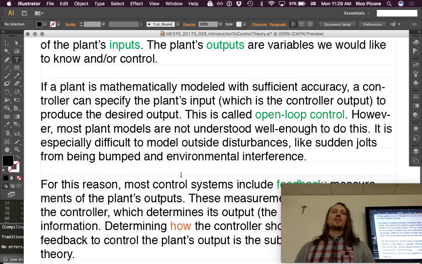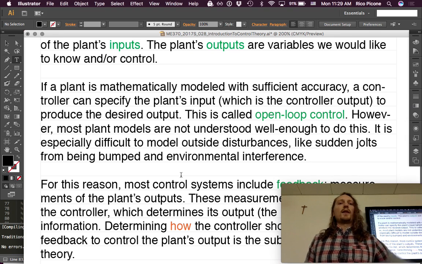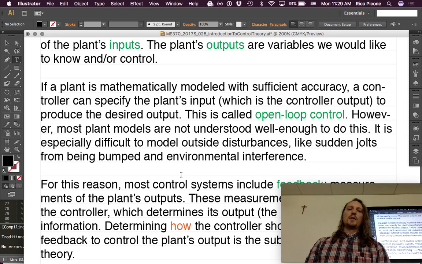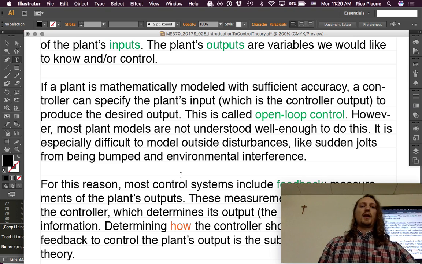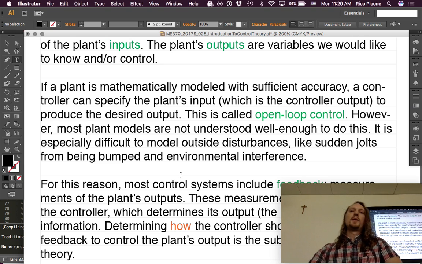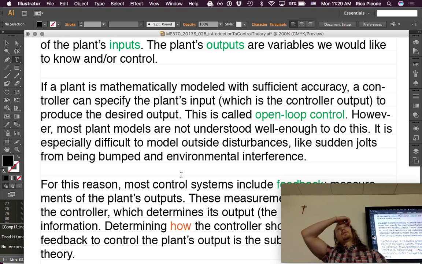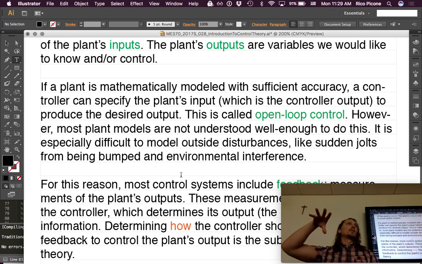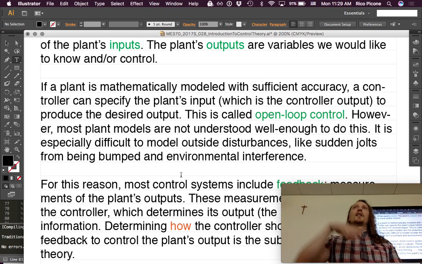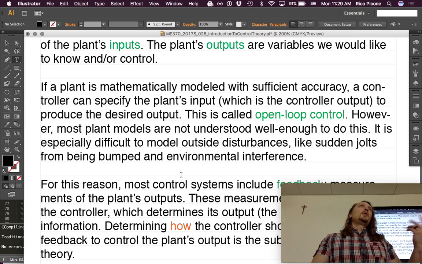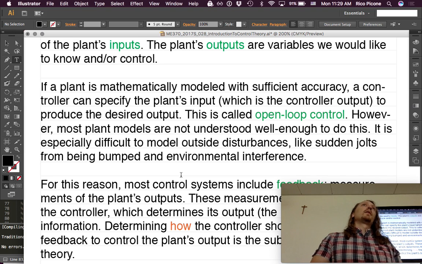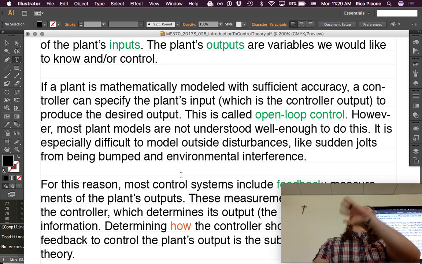If a plant is mathematically modeled with sufficient accuracy, a controller can specify the plant's input, which is the controller output, to produce the desired plant output. This is called open loop control. So if you really know what's going on in the system, if you give it a certain input, then you're going to get a certain output, right? If you've modeled it well enough, you can just say, oh, okay, well, I'm going to put 4 volts in, and then this is going to happen. You can know.